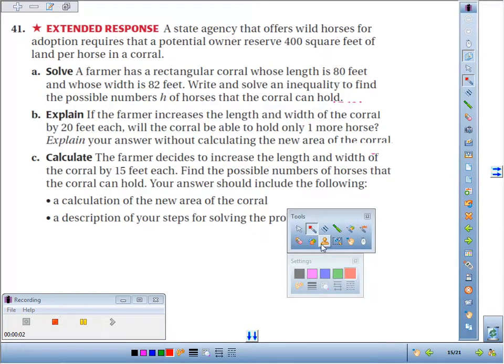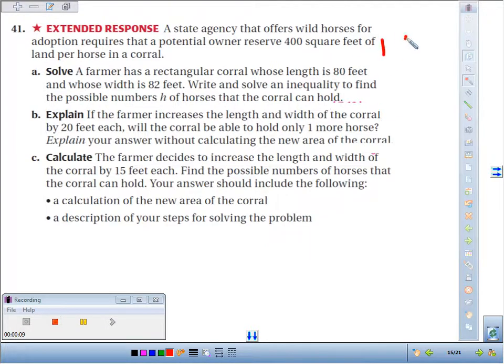41. A state agency offers wild horses for adoption. It requires a potential owner to reserve 400 square feet of land per horse in a corral. So one horse would need 400 square feet. Two horses would need 800 square feet. And in general, if you had H horses, you need an expression for how much total area they need, and that would be 400 times H. 400 square feet times however many horses you have.